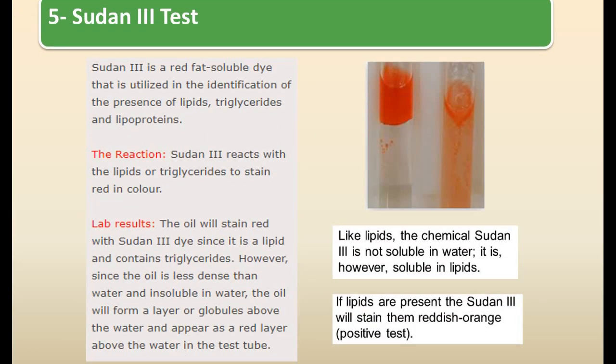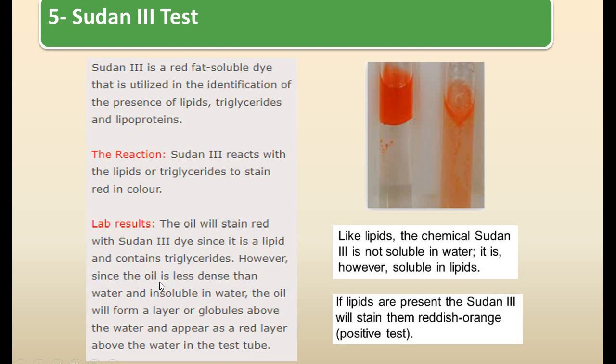Now the next is the Sudan III test. Sudan III is a red fat soluble dye that is utilized in the identification of the presence of lipids, triglycerides and lipoproteins. What will be the reaction? The Sudan III reacts with lipids or the triglycerides to stain red in color. What will be the lab result? The oil will stain red with the Sudan III dye since it is a lipid and contains triglycerides.